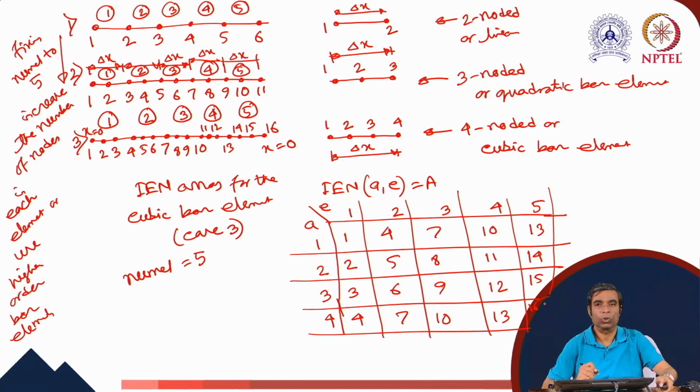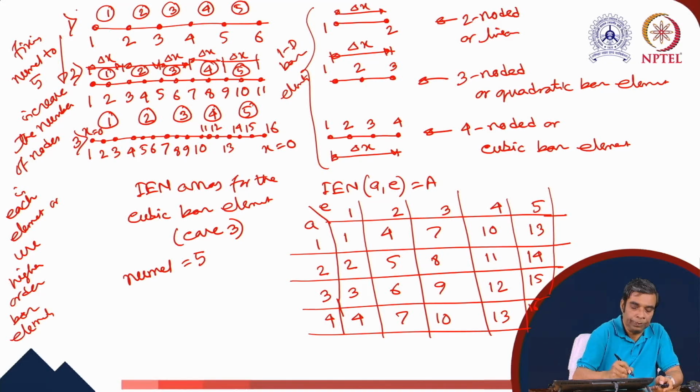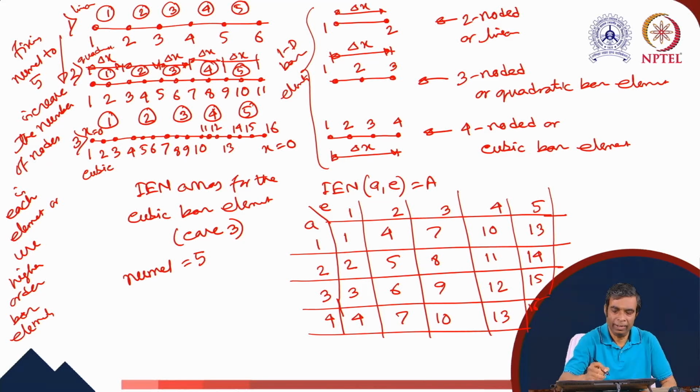So this shows the construction of the mesh for one-dimensional bar elements of any order. These elements that we have shown here are examples of 1D bar elements. So case 1 was for linear, case 2 was for quadratic, and case 3 was for cubic. There is a small correction here: x equals 0 should be replaced by x equals 1.